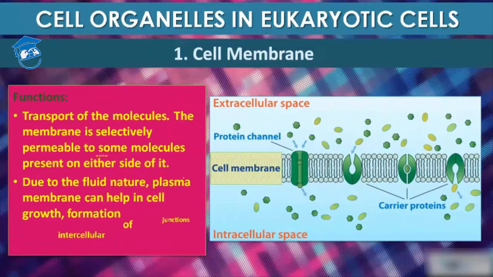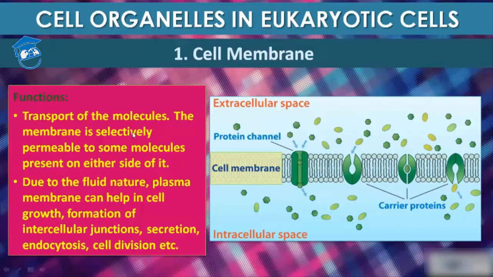What are the functions of the cell membrane, students? First, transport of the molecules. Of course, it has transport proteins. See, these are the transport proteins, which are represented by a green color. So they allow small molecules to pass across the cell membrane. This is the main function of the cell membrane, that it helps in the transport of the molecules, and the membrane is selectively permeable to some molecules present on either side of the plasma membrane.